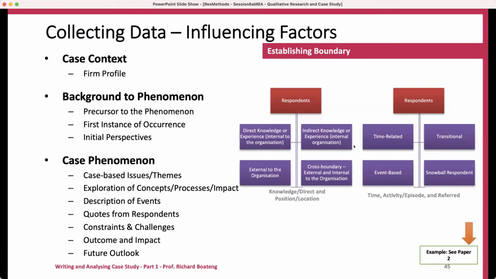So now let's take it one by one. We have got the internal, then external, and then cross boundary. Now there are people who are internal to the organization and have direct knowledge. So I'm part of Kojo's production team. I, as the manager, am internal to the organization. I also have direct knowledge about how he makes the music because I'm in the studio with him.